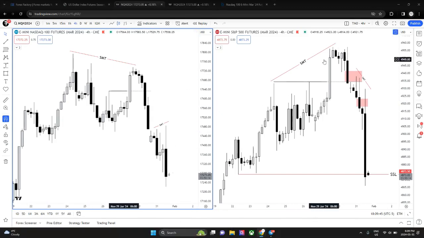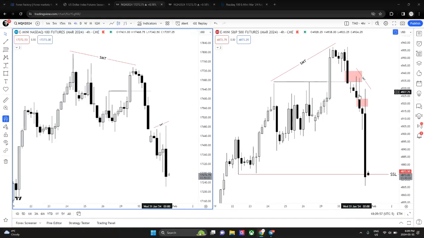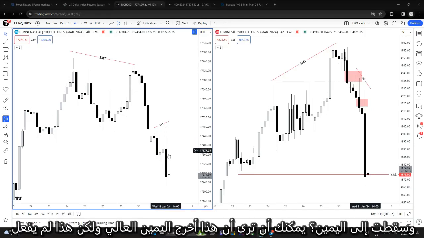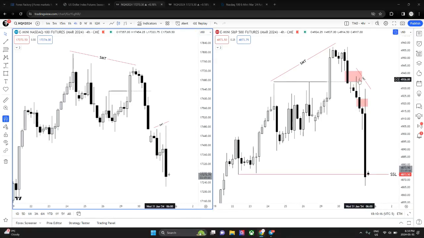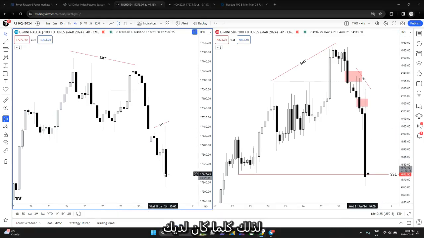As you guys can see, even right here where we had SMT today, this was sequential SMT between Q3 and Q4 of the daily cycle, right? So price took out the New York session high right here with Q4's manipulation, which was the FOMC news, and fell, right? You can see that this took out the high, right? But this did not. This failed to do so. And what happened after it failed to do so? It fell way more than this did.